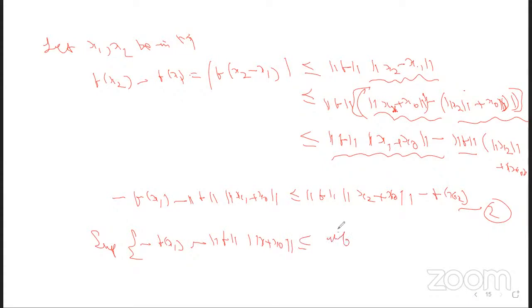Equal to the infimum of x belonging to capital M, norm of f, norm of x plus x0 minus f of x. We are removing 1 and 2 for x. Consider this equation number 3. Next, let the first one, the left-hand side supremum, be named A, and the right-hand side infimum be named B, and consider this one.